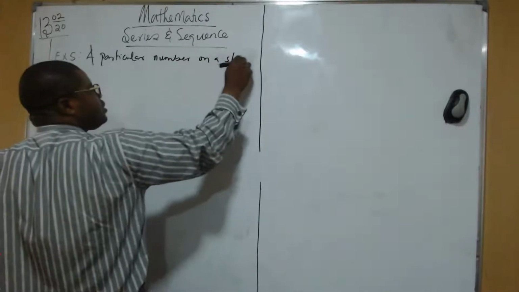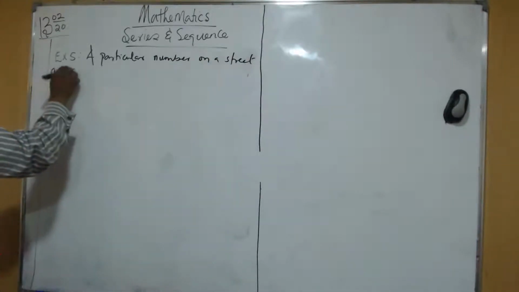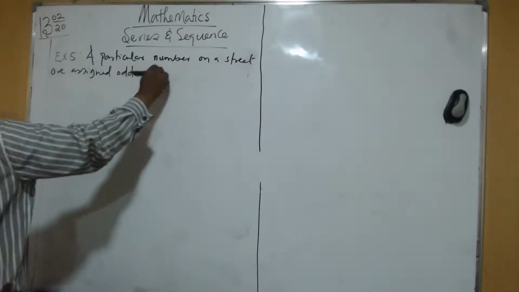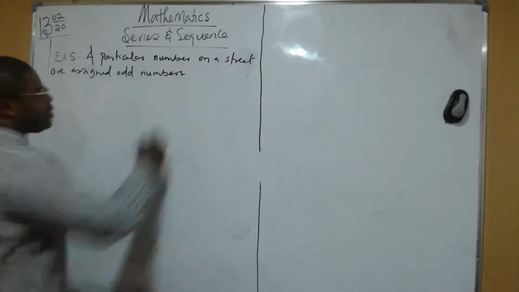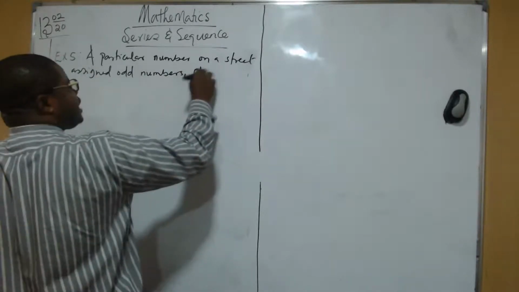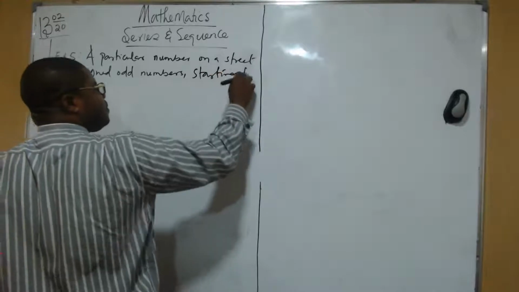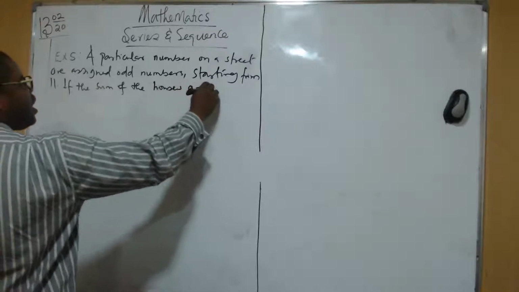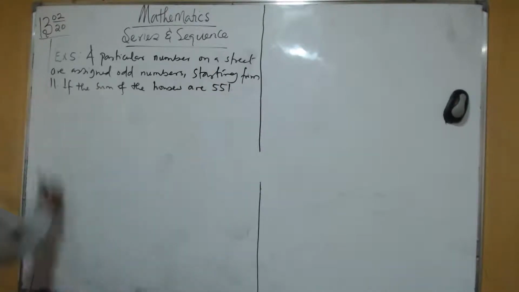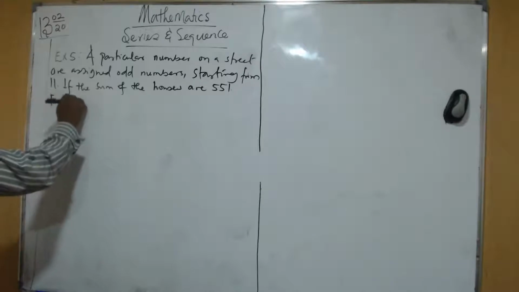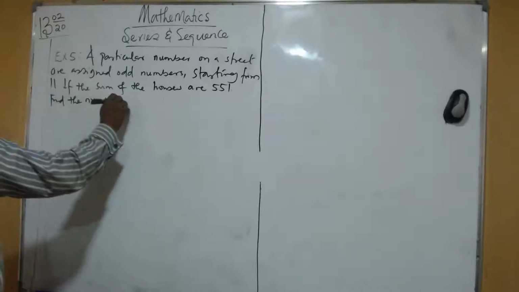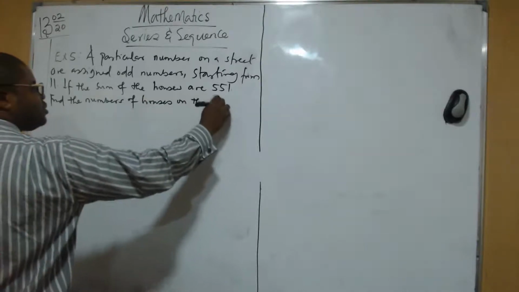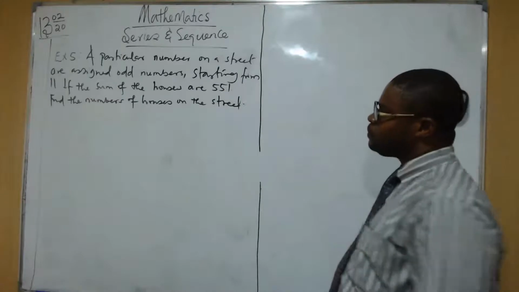On a street, houses are assigned odd numbers starting from 11. The houses are 551. Find the number of houses on the street. This one is odd numbers.